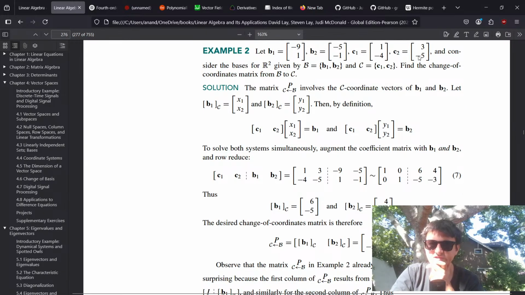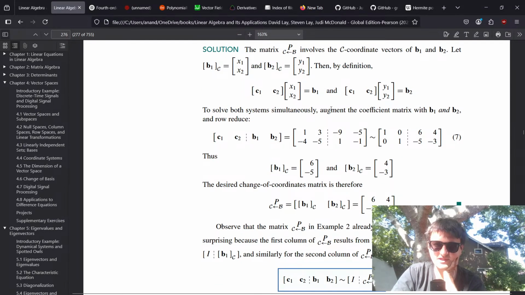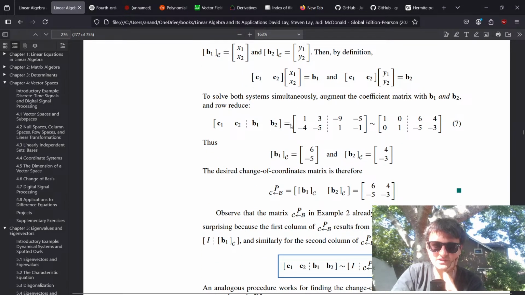If we make this matrix, C times X is equal to B1, and then C times X is equal to B2. They write it like this. So we're solving this equation and this equation. To solve them at the same time, we can just make a big augmented matrix and row reduce.